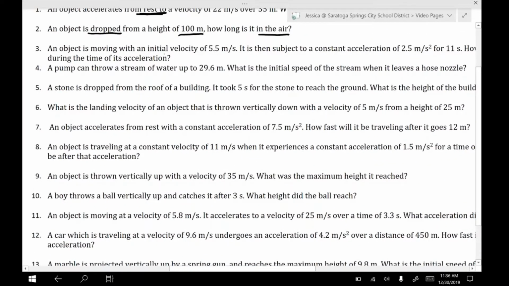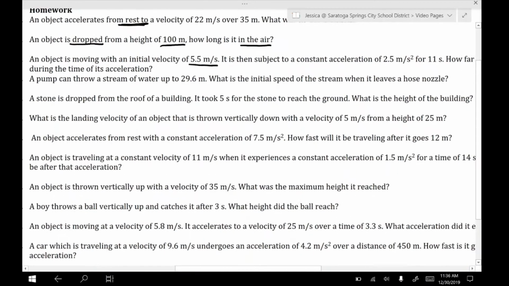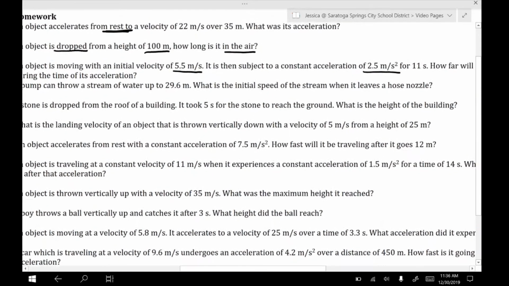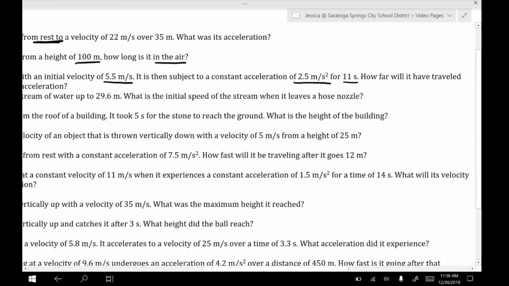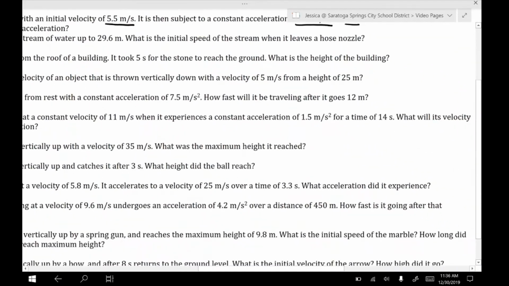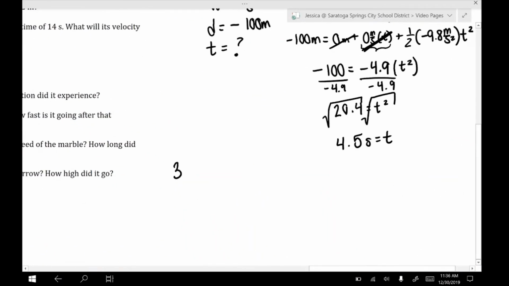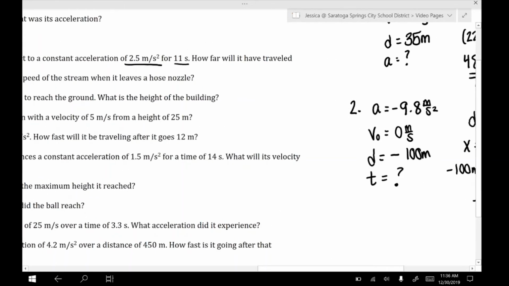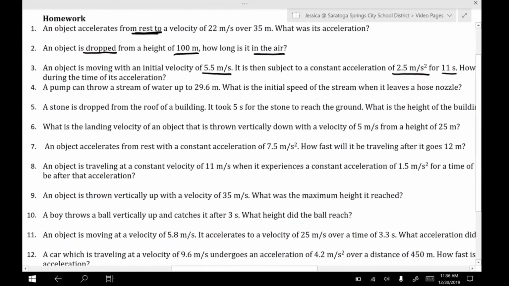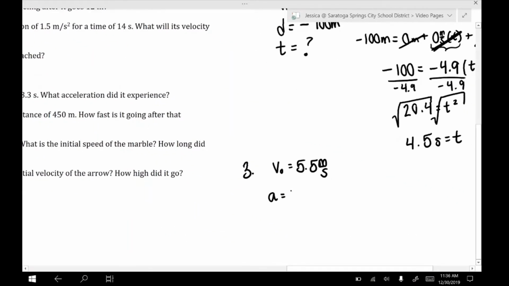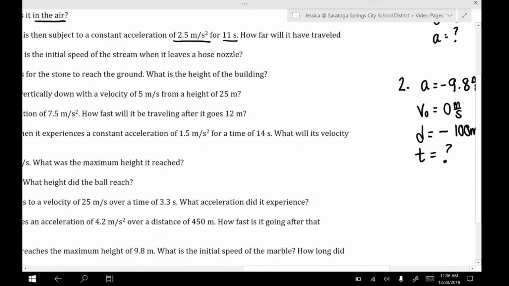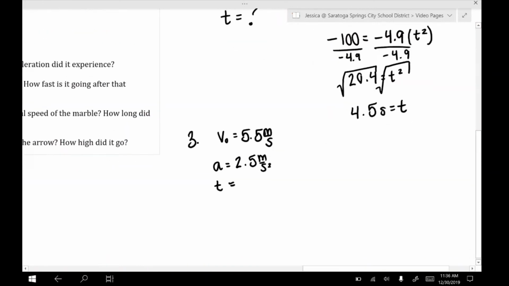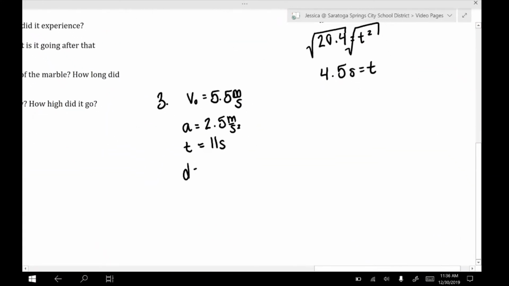An object has an initial velocity of 5.5 meters a second. It's then subject to a constant acceleration of 2.5 meters a second squared for 11 seconds. How far will it have traveled during the time of acceleration? Okay. So I have an initial velocity of 5.5 meters a second and acceleration of 2.5 meters a second squared for a time of, I already forgot, 11 seconds. Okay. And I need to know the distance.